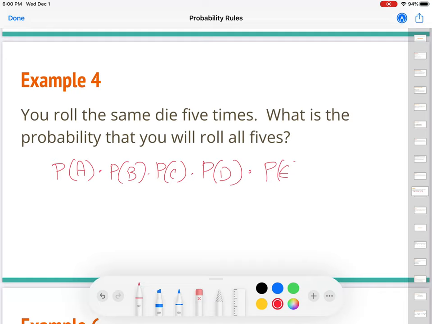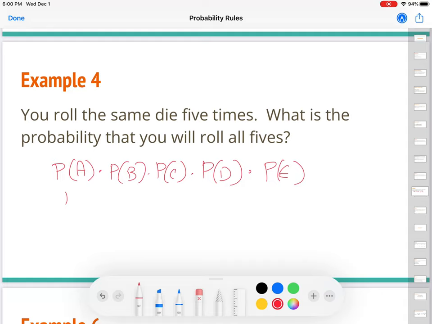We use the same multiplication all the way out for each event. So it doesn't have to be just one trial or two trials. It can be multiple, many trials. So what's the probability of all fives? Well, you have a 1/6 chance.